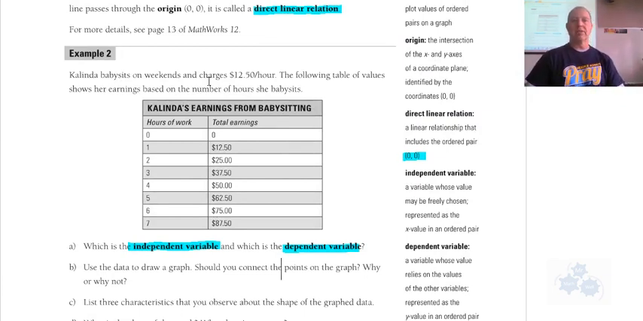So Kalinda babysits on weekends and charges $12.50 an hour. The following table of values shows her earnings based on the number of hours she babysits. Okay, so take the number of hours, and then you calculate the earnings, right? That's what you guys do, right? Oh, what did you work this week? Let's just make it simple. I worked 5 hours, and I earned $50. Okay, so $10 an hour. So you start with the number of hours you worked, and then you can calculate how much you earn. Now you can go backwards too, but I think it makes sense that this is the independent variable over here. This is the dependent variable.